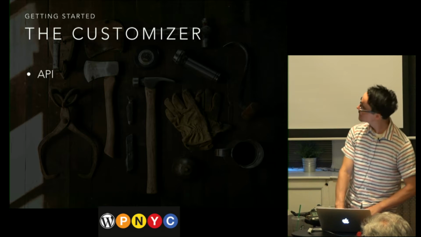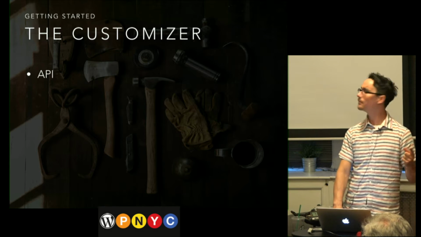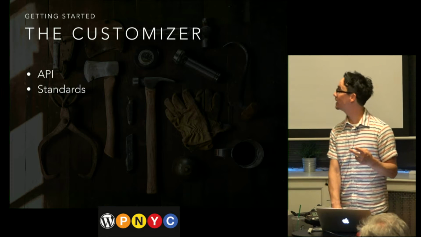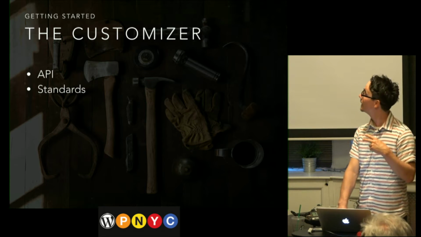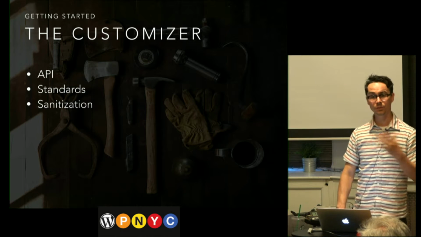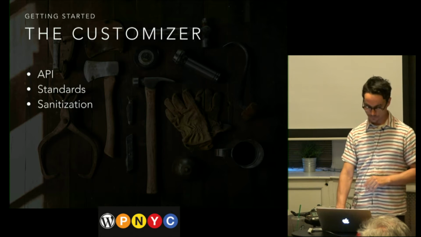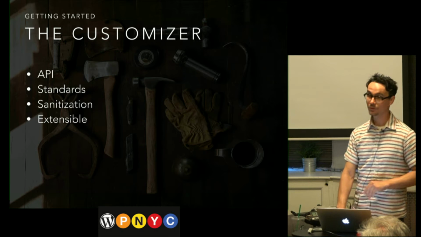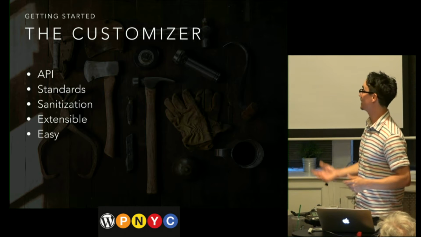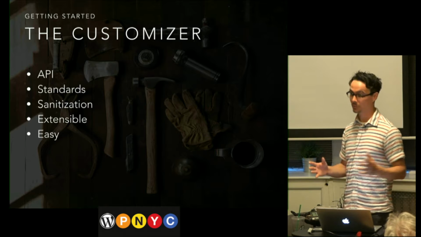So the customizer is a couple things. It's an API. It's a set of standards that developers can build customized theme options and add to WordPress. It sanitizes your data, so there's lower risk of security vulnerabilities that Steve was just talking about. It's extensible, so you can add to it if you'd like. And the best thing, it's really easy to build on top of, it's really easy to integrate into themes, and it's incredibly easy to use.